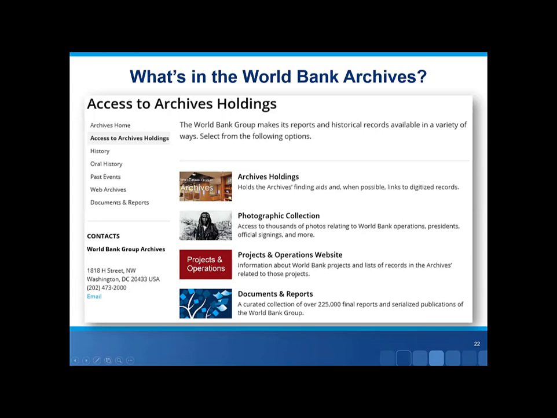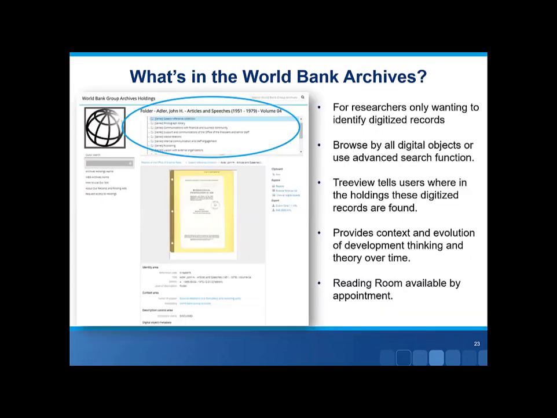So from this page, you can also go to our photographic collection. This is thousands of photos that we've taken over the years from different projects and events. So those are all accessible. Once you get into the records, you can also see some information about the actual digital objects themselves. And this is a great place for researchers who are looking to identify digitized records. And then we have a reading room, so researchers can come here by appointment and actually have access to some of the physical documents if they're not online.